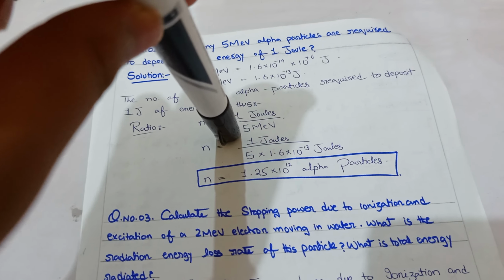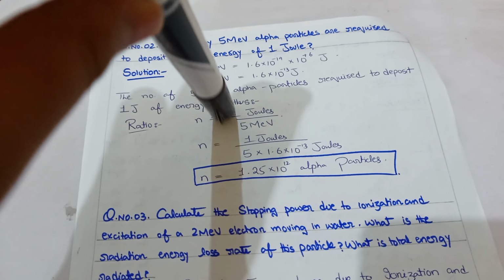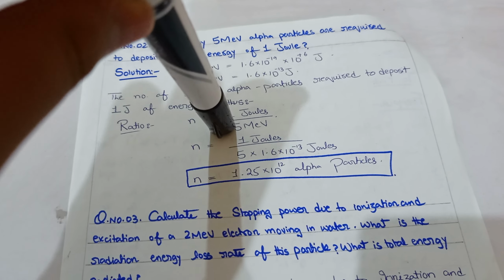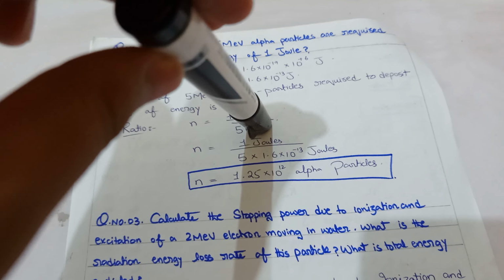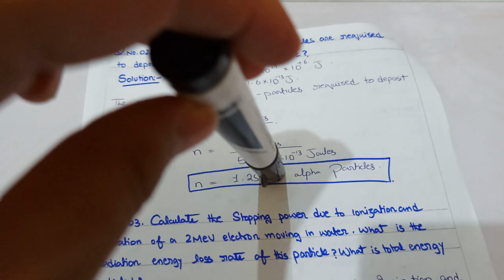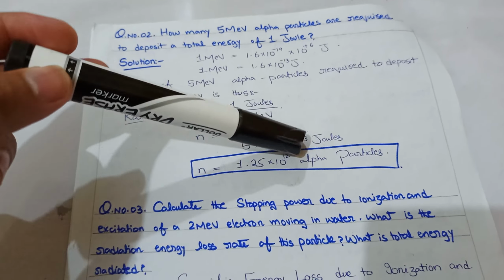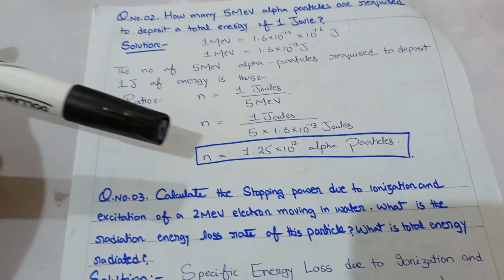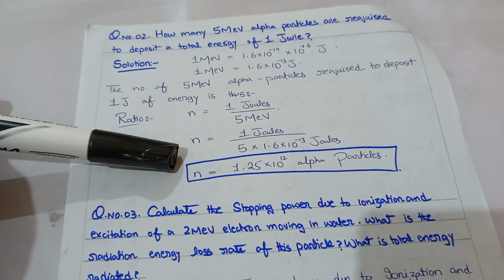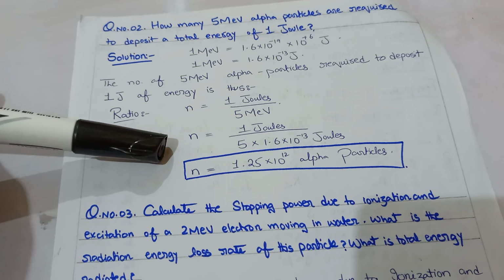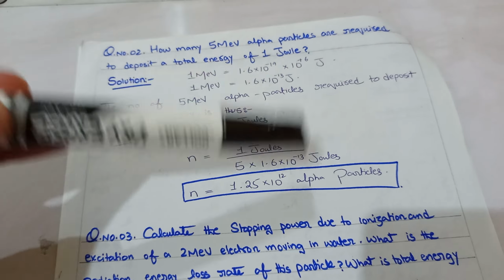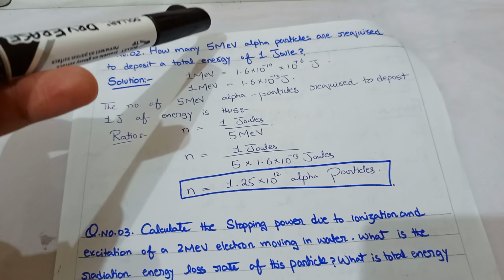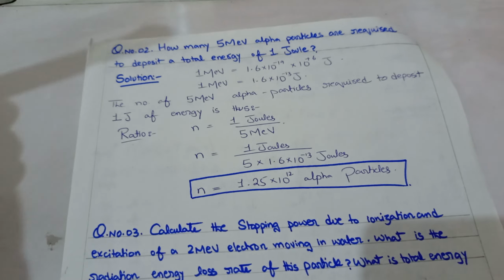So 1 joule over 5 mega electron volts, because we have to deposit 1 joule of energy, and the energy in the required case is 5 mega electron volts. 5 MeV, where 1 MeV equals 1.6 × 10^-13 joules. After dividing, taking the ratio, you will get the number of particles, 1.25 × 10^12. So these are the alpha particles. If they get this 5 MeV energy, they will deposit 1 joule of energy.